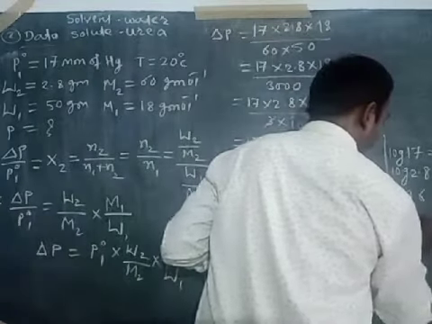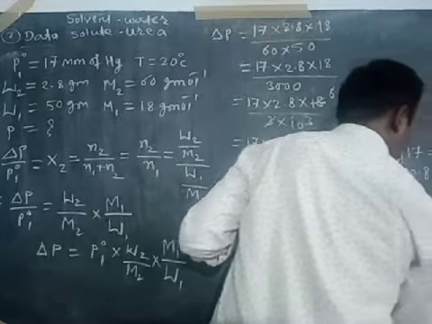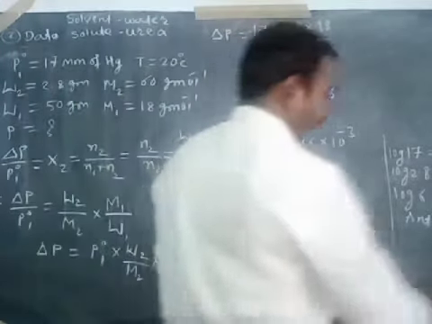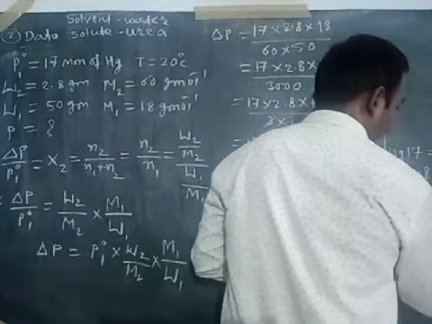Go for the anti-log of this value. Go for the anti-logarithm table. In the anti-logarithm table, we are going to calculate the anti-log of 0.45.